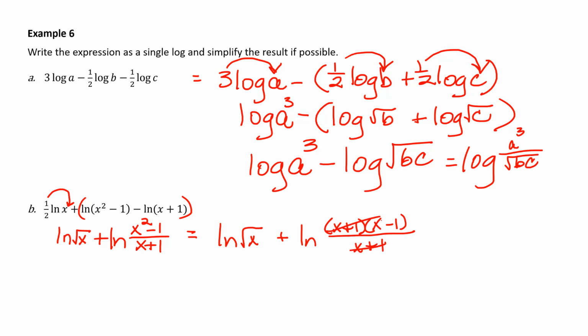And those will cancel. And so natural log of the square root of x plus natural log of x minus 1. And now I can rewrite this as the natural log of the product of those two arguments. So natural log of square root of x times x minus 1.